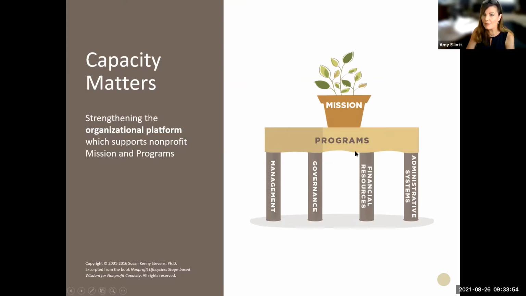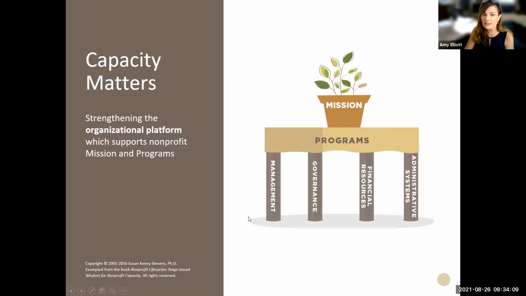Underneath those programs, we got some pretty important table legs. So this is our tabletop, right? This is our beautiful pot of flowers. Our table legs are management. Some people call this the people table leg.